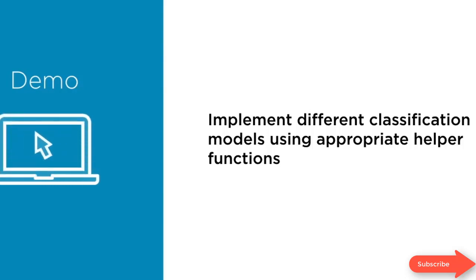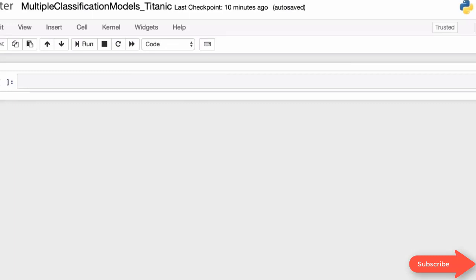In this demo, we'll implement different kinds of classification models in scikit-learn. Each of these classification models use a different algorithm under the hood. We'll implement different classification models in this same Jupyter notebook. This demo will span this entire module and will be interspersed with conceptual descriptions of the different kinds of algorithms that we use here. We'll write all of our code in this notebook called Multiple Classification Models Titanic.